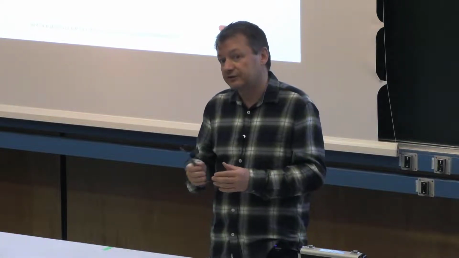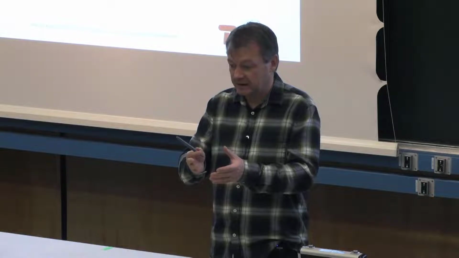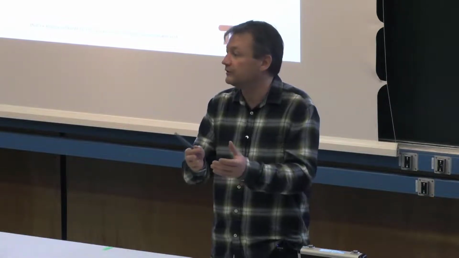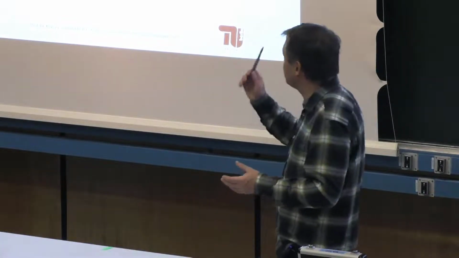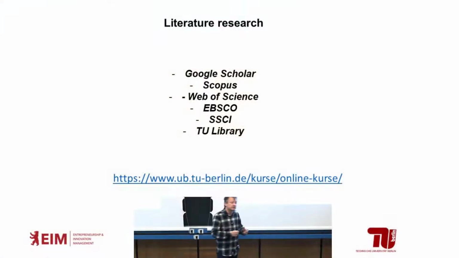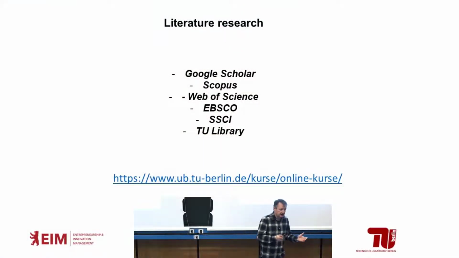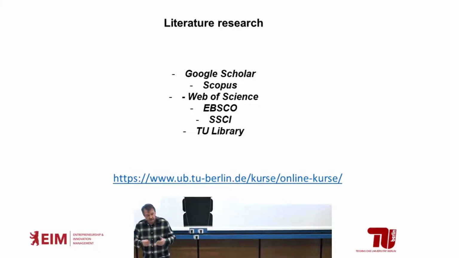But there are also, let's say, pools of literature that can be used. Google Scholar is a pool, but Google Scholar is extremely broad and does not have any quality control. So if you look for something at Google Scholar, you might have a lot of hits, but there is no indication what has really gone through a quality control.